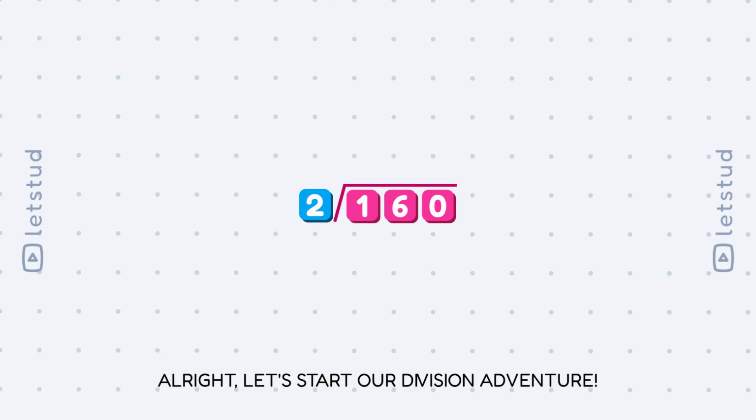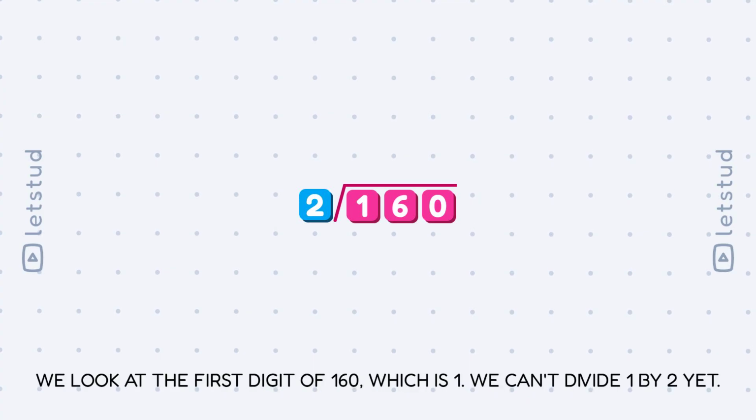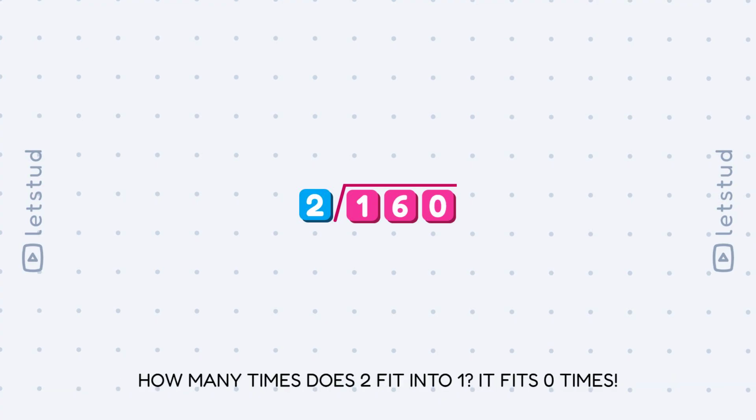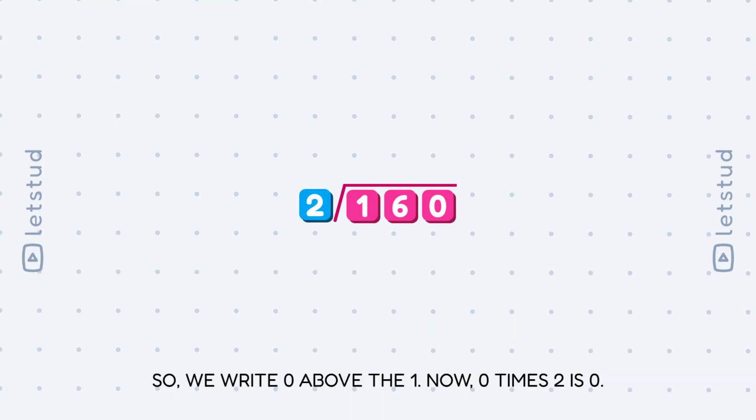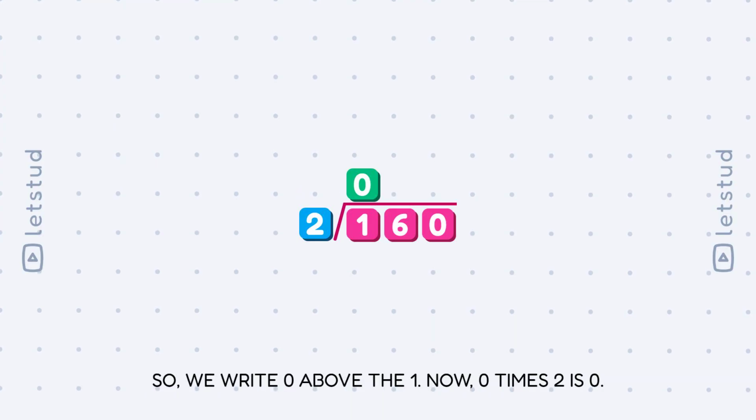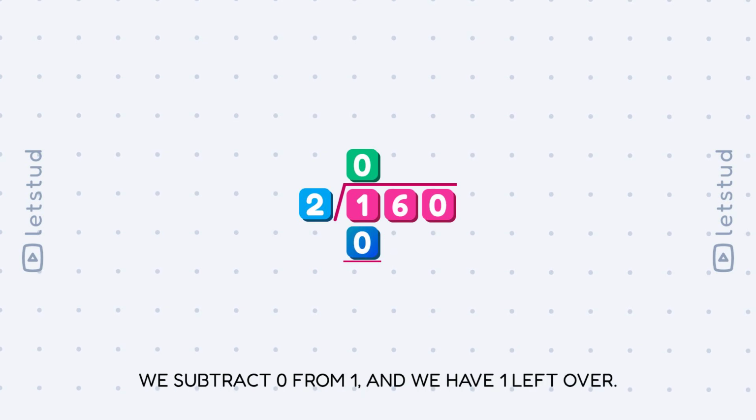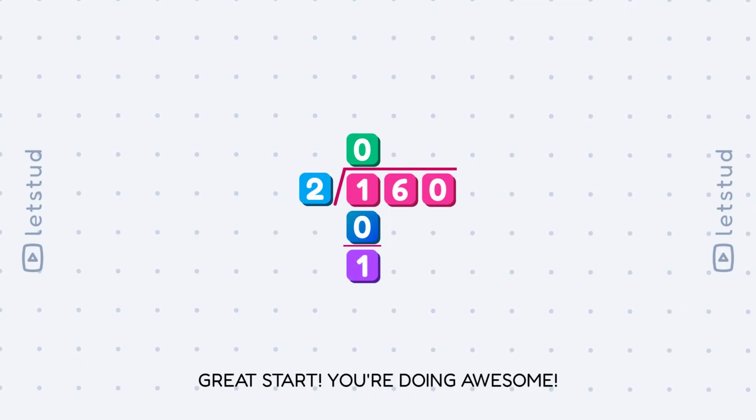Alright, let's start our division adventure. We look at the first digit of 160, which is 1. We can't divide 1 by 2 yet. How many times does 2 fit into 1? It fits 0 times. So we write 0 above the 1. Now 0 times 2 is 0. We subtract 0 from 1, and we have 1 left over. Great start, you're doing awesome.